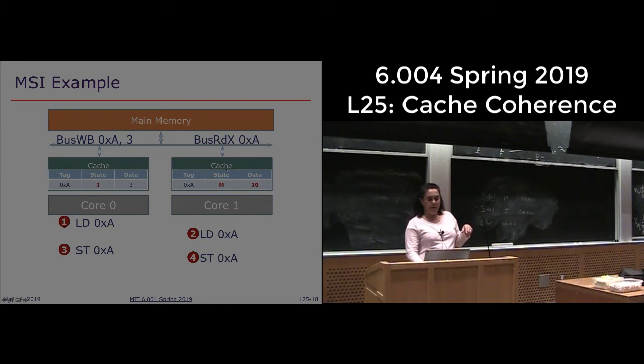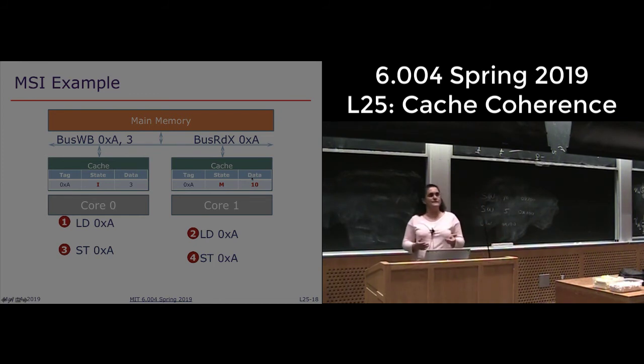And so at that point, sorry, I skipped a step here. The next step was that this cache invalidated itself. And so now it's safe for cache 1 or core 1 to go into the modified state. So it goes into the modified state and it updates this address with a value that it wants to write to that address.